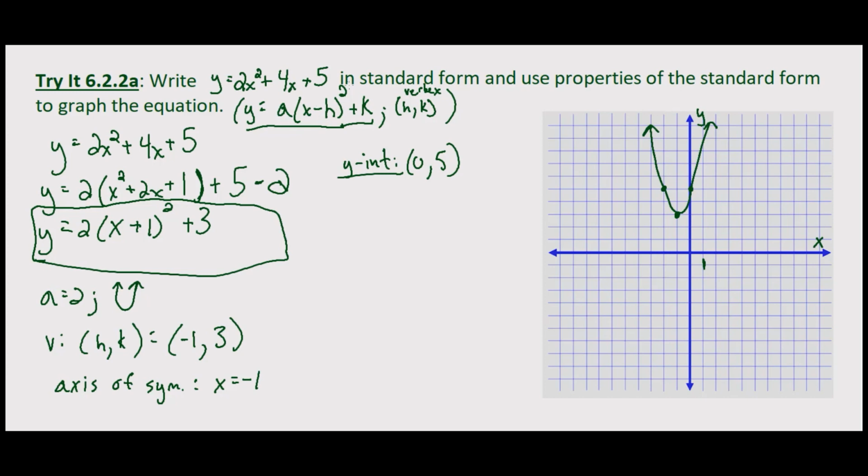We converted to standard or vertex form by completing the square. And then used the properties of a and (h, k) for the vertex and the axis of symmetry, and then found the y-intercept in order to complete the graph of the parabola. And we can do this with any quadratic that we're given in general form. It's just a matter of completing the square to get the vertex or standard form, and then using its properties to graph the quadratic, to graph the parabola.